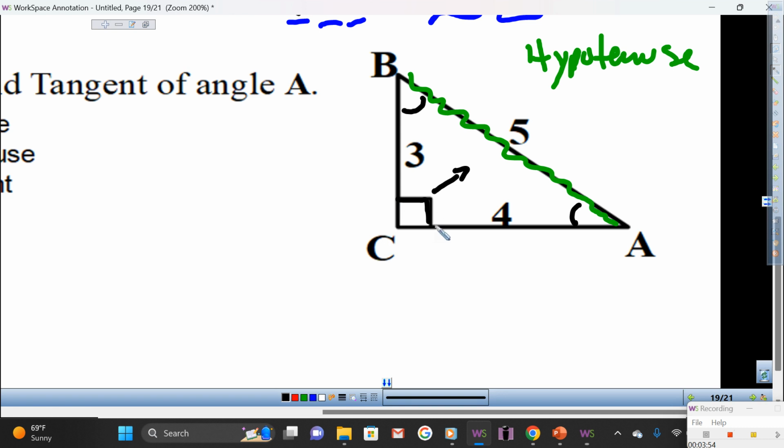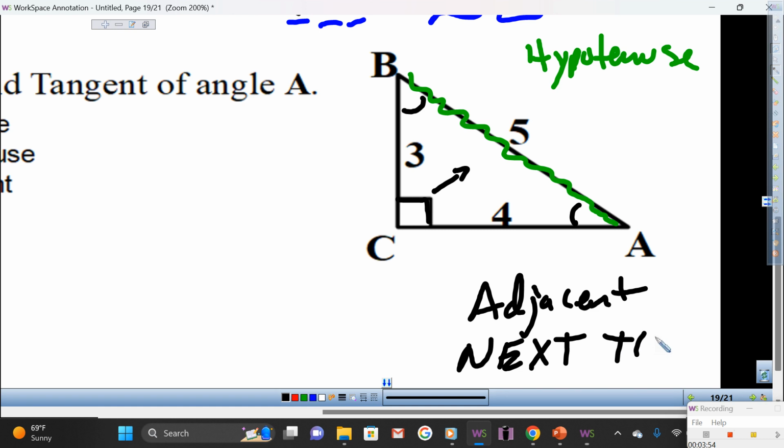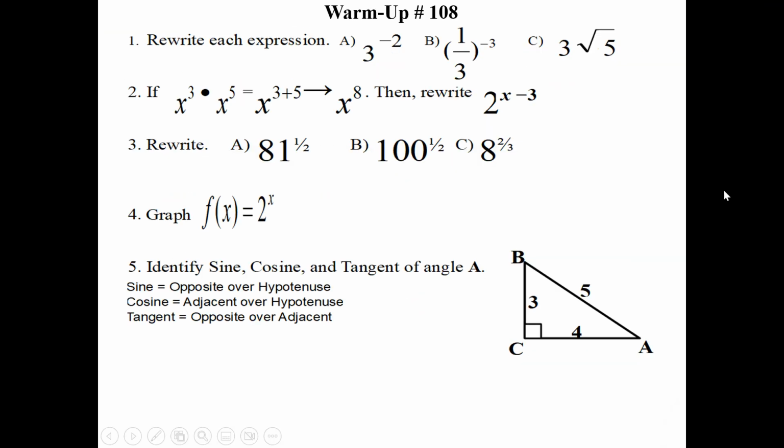Does everybody see what I'm doing here? Yes? All right. And last, let me clarify one more word. Another word that we're going to need is adjacent. That's an uncommon word. The only thing that you need to remember is that it means next to. What does adjacent mean? Next to. Okay, so now that we've got that, let's get started with our trig functions.